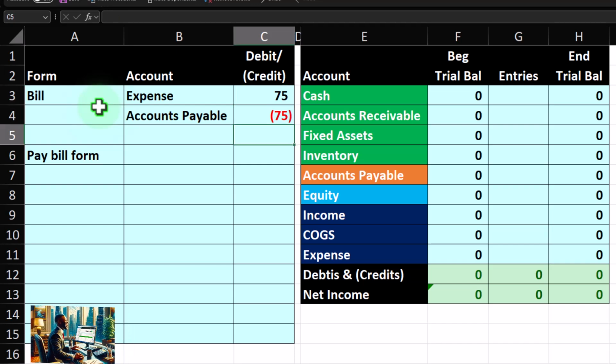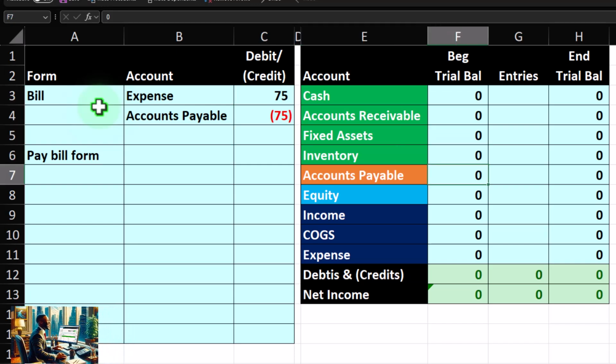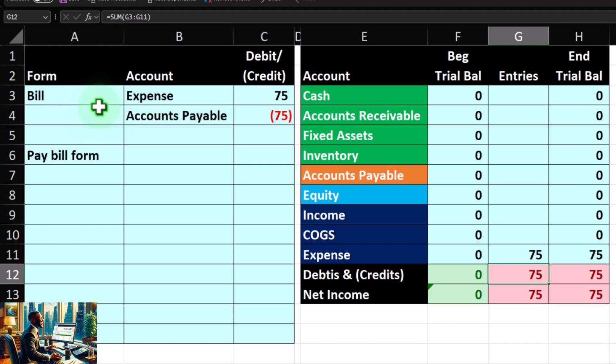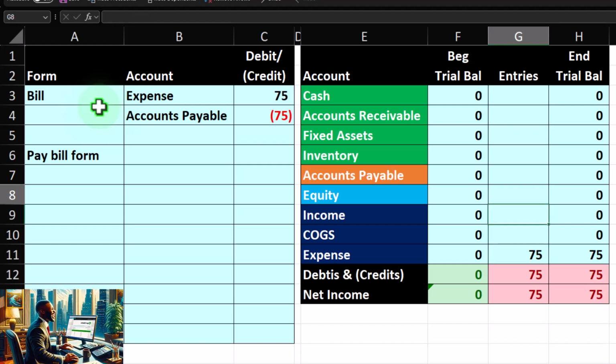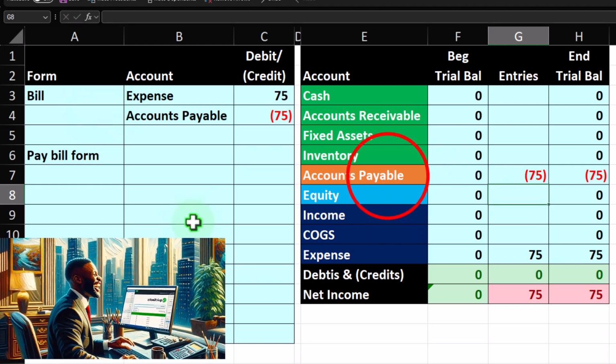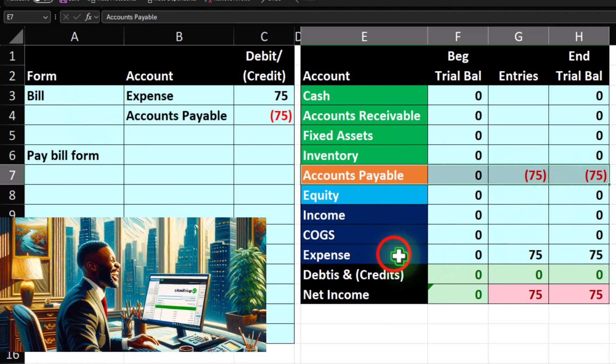If you don't know debits and credits, that's okay. It's still the accounting equation is the general idea. The idea is it's balancing, right? Assets equal liabilities plus equity. This is part of equity. It went up. And then liabilities is going up for the 75. So accounts payable went up, and then the expenses went up.